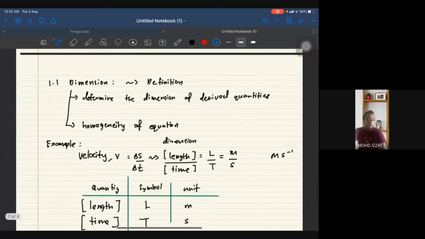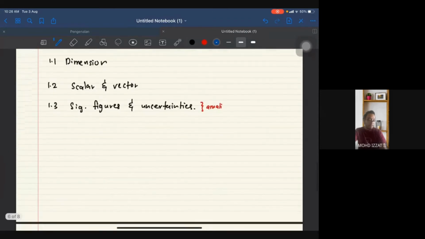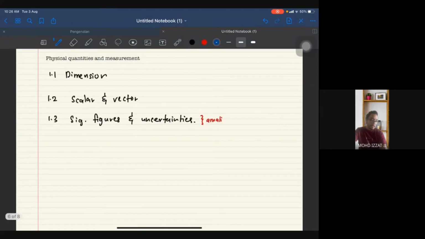Okay, so going back to the learning outcome, going back here, so 1.3, they wouldn't ask in PSPM lah, sebab this one is amali. Yeah. 1.2, you guys will apply it throughout the semester. Okay, this one adalah pengetahuan yang kamu akan apply untuk satu semester. So this one, apply.